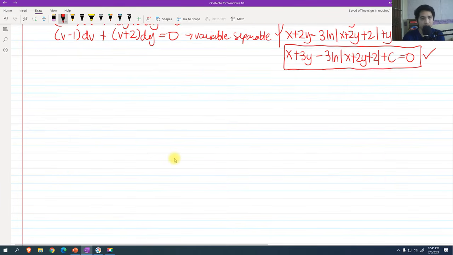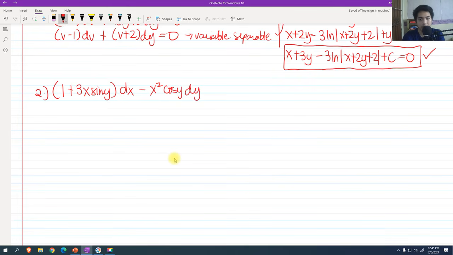Okay? So number 2, we have (1 plus 3x sine of y) dx minus x squared cosine of y dy equals 0. So this is also an example of a substitution suggested by the equation. Why? Because we have the sine of y here, and if we get the derivative of this sine of y with respect to that substituted variable, we can get cosine of y.